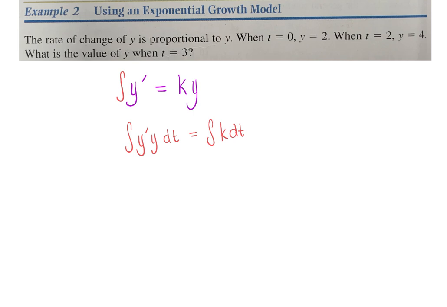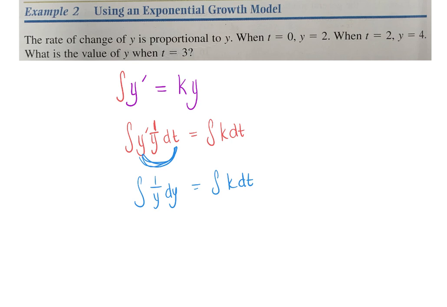If I am integrating these two, integrating y prime with respect to t, that's just dy. So I can have 1 over y dy equals k dt. All right. This part, the derivative of y with respect to t times dt, is just dy. That's what those are. So it's another way to write that.